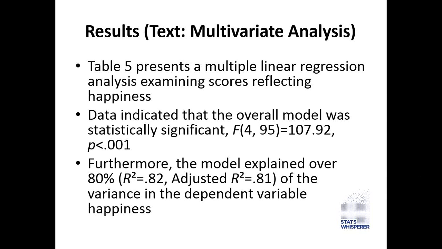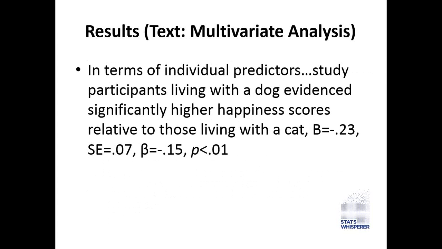So then we could say furthermore, the model explained over 80%, and in parentheses we put the R squared and adjusted R squared, of the variance in the dependent variable happiness. Right? So that's pretty good, right? It's a very big R squared. And then next we talk about the individual predictors, right? So we talked about the model level findings, then we talk about the individual predictors, right? How did the individual predictors impact the dependent variable happiness, right?